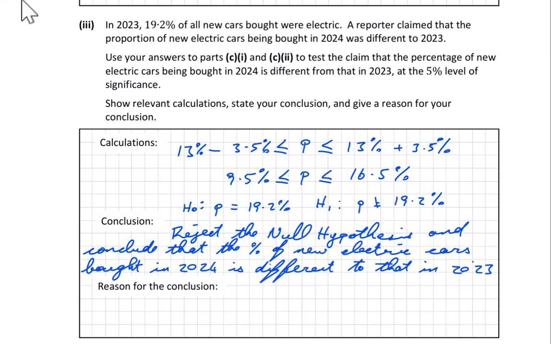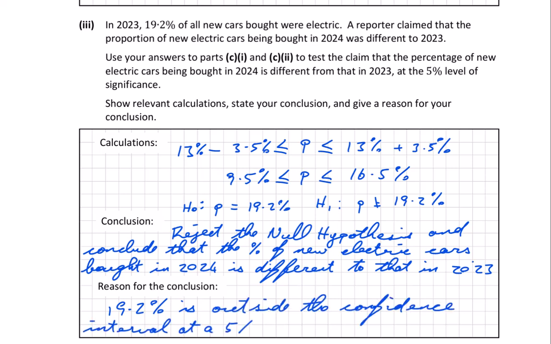The reason for that is because in 2023 we had 19.2% of all new cars bought were electric, but that percentage is outside the confidence interval for the population proportion of cars bought in 2024. So 19.2% is outside the confidence interval at a 5% level of significance. Okay, and that is it for this question.